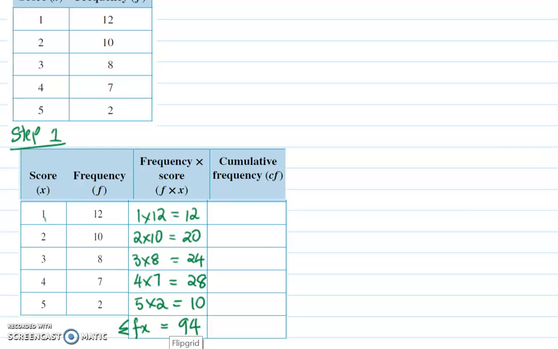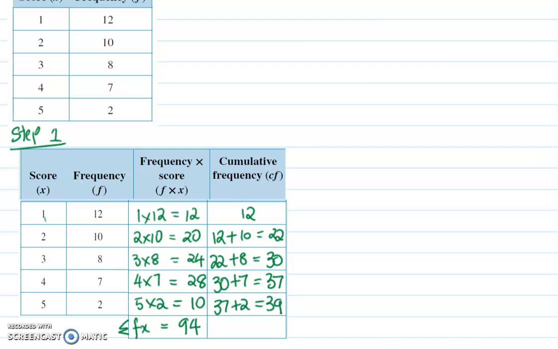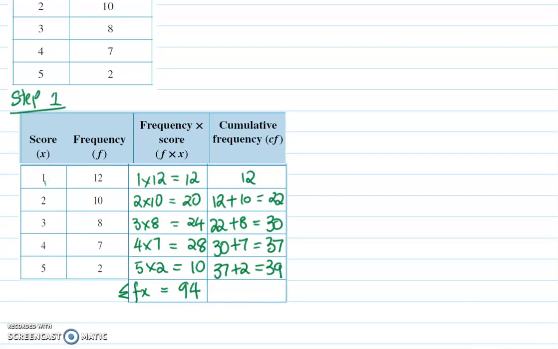The cumulative frequency is basically you take the frequency. For the first one, the frequency was 12. Then you move on to the second one, and the frequency was 10. So you just keep adding accumulatively. That gives us 22. Then the next one was 8, so 22 plus 8 gives us 30. Then the next one is 7, so you keep adding, which gives us 37. And then the last one is the 2, so you add the 2. So the total of your cumulative frequency is basically 39.